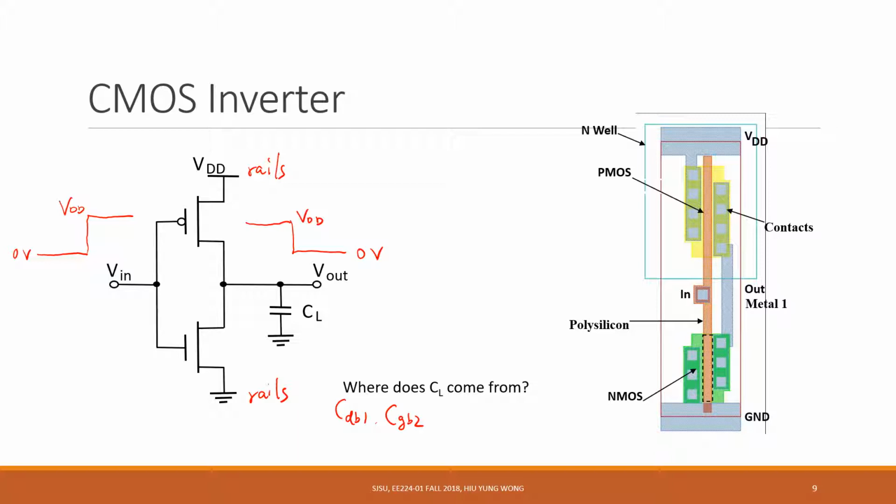It also includes the drain to body, sorry, DB, and also the drain to gate or gate to drain capacitance, CGD2. What else? Of course, it has the wire capacitance. That's what we learned in chapter 4, remember? And also it's used to drive the next stage. So it includes the gate capacitance, or let's just make it simple: the input capacitance of the next stage.